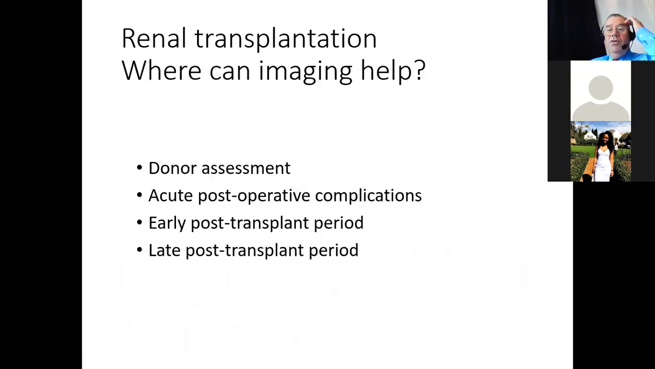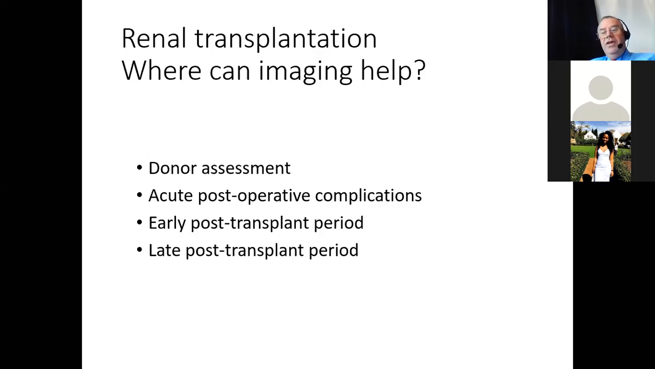So the last area we're going to look at is renal transplantation. We talked a little about donor assessment, and that's primarily done by doing a DMSA and a GFR, but they may also want to do a MAG3 just to check that the kidneys are draining and there's no particular problem. We can do that in the donors.